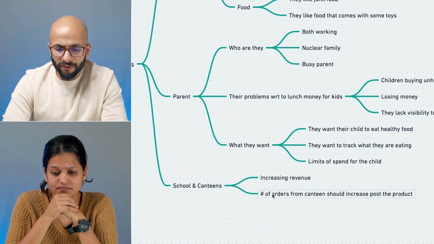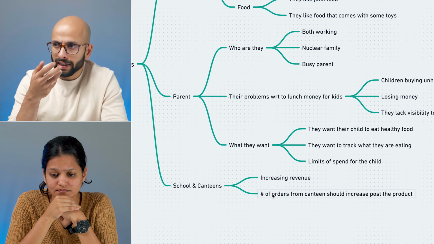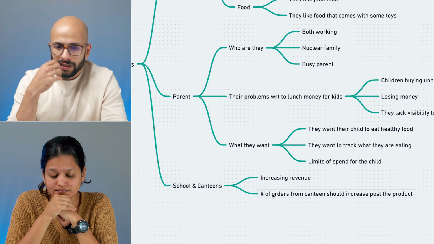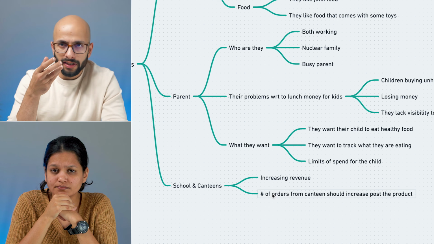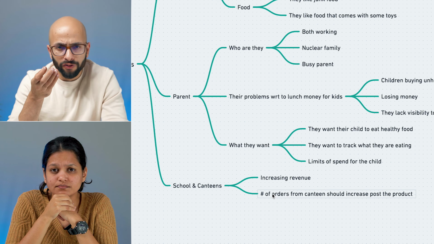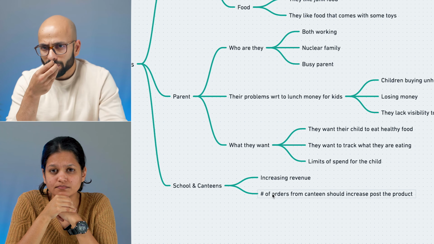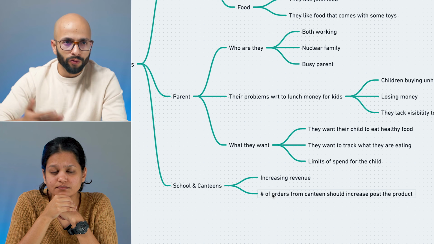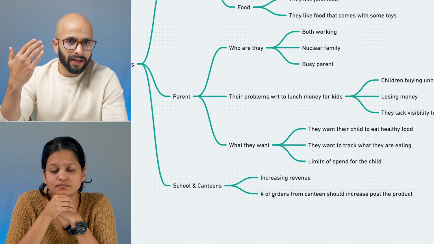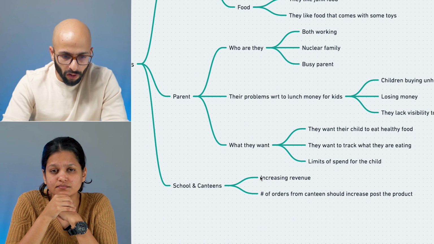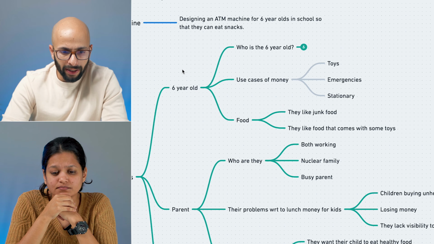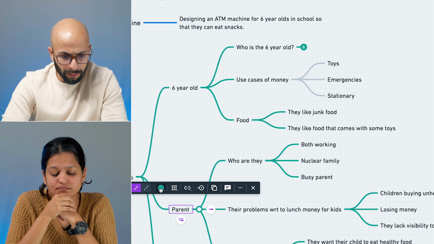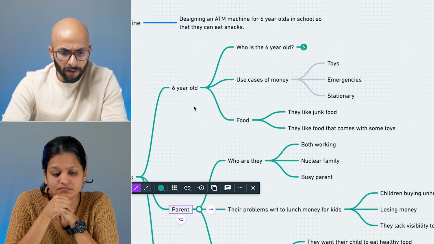If I have to list down the problems of the schools and canteens, I would just say that it's similar, right? Whatever concerns that parents have around unhealthy food, that's one of the deterrents. Schools are not able to project that they have healthy food, they can't give that visibility to the parent. So in my mind, this is the end user, but this is the primary user I want to optimize for.